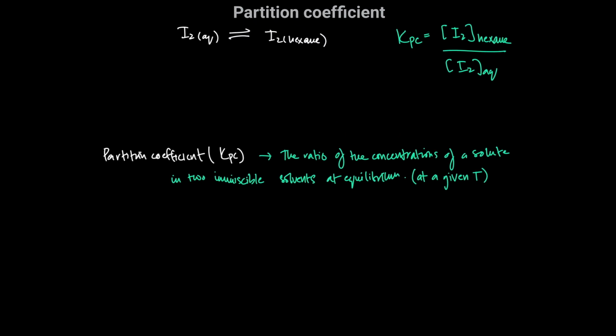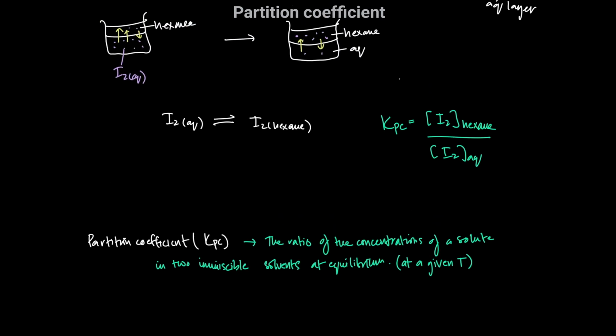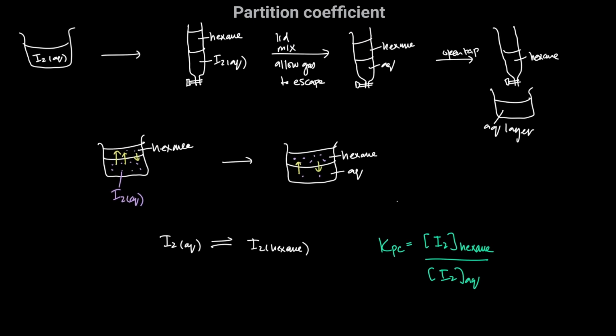So if you go back to this particular example here, we had hexane and water as our two immiscible solvents, and we said that the ratio of the concentration of the solute, in this case iodine, in these two immiscible solvents at equilibrium is the partition coefficient, right? And the greater the partition coefficient, the more soluble it is in the hexane relative to water. Now in this particular example, what I want to know is, what do you expect the value of partition coefficient to be? Do we expect it to be greater than 1 or less than 1?